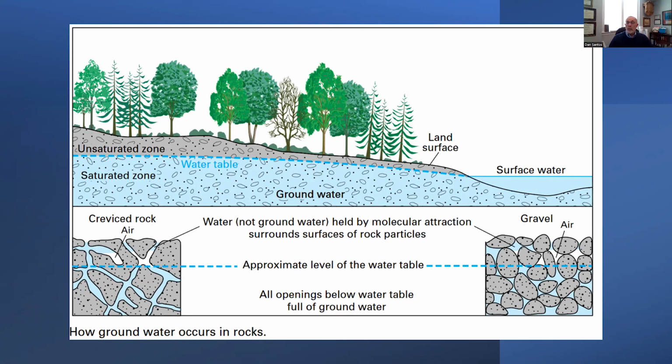And above that is the unsaturated zone, where there is air. There may be some water that's moving down from infiltration, from precipitation down into the groundwater, but there's more air in the unsaturated zone. And the transition between the unsaturated zone and the saturated zone is called the water table. I'm sure you've heard that term used, the water table. That's the upper surface of the saturated zone.